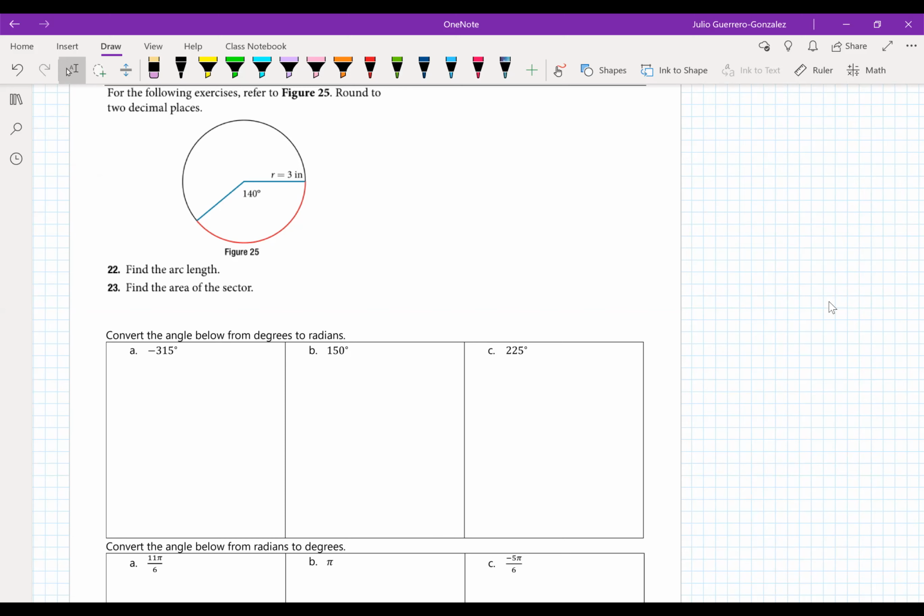For the arc length, you just put it in that formula, S equals r theta. Is that omega? Is that what you said? Theta.